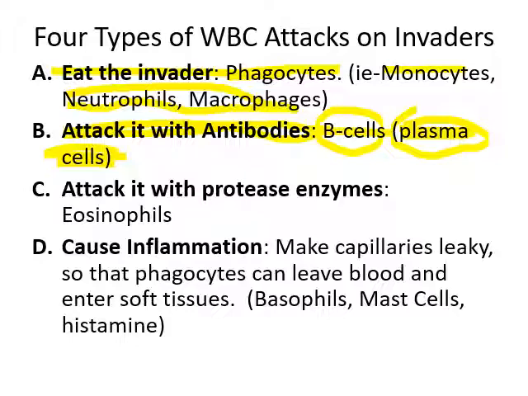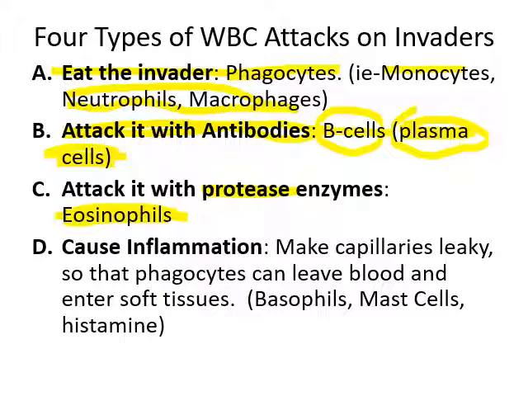There are some white blood cells that attack foreign invaders with proteases. Remember, a protease is an enzyme that hydrolyzes protein. So pepsin in your stomach is a protease. There are other proteases in the human body that we'll talk about later. But there are white blood cells specifically called eosinophils, and their job is specifically to attack microscopic worms by dumping proteases on them. The worms, of course, are made largely out of protein, and so they'll be destroyed that way.